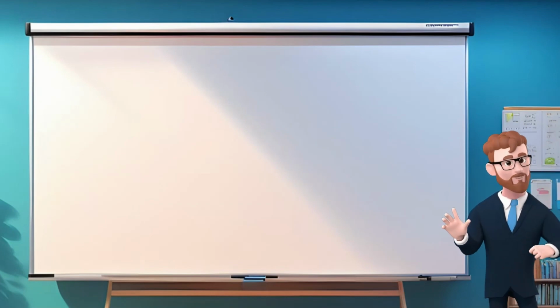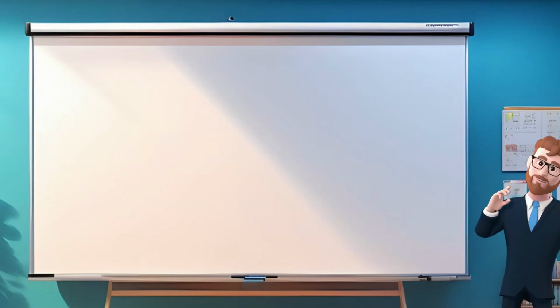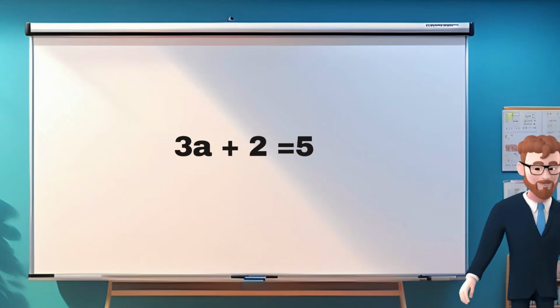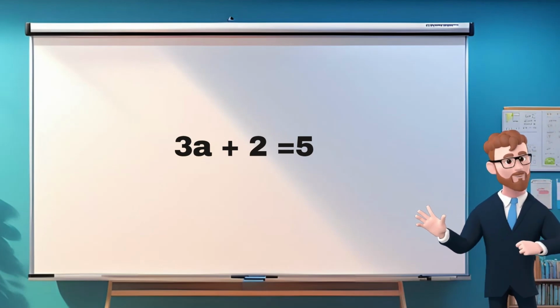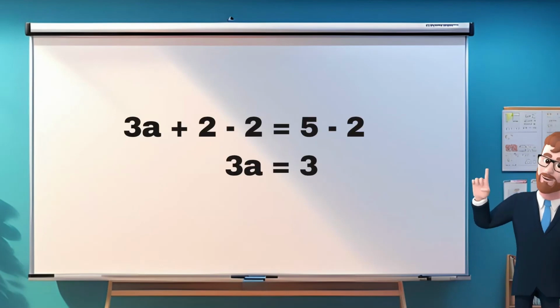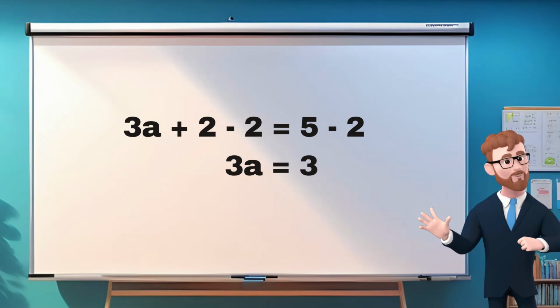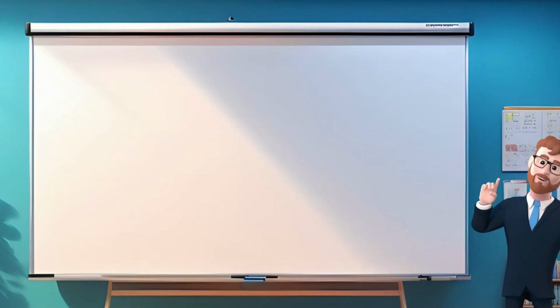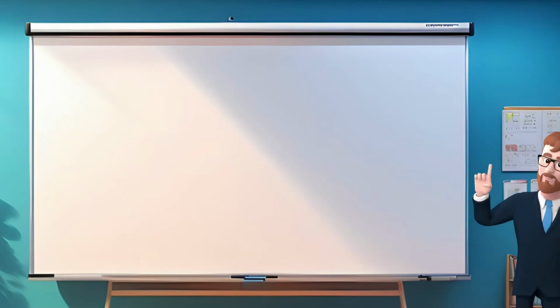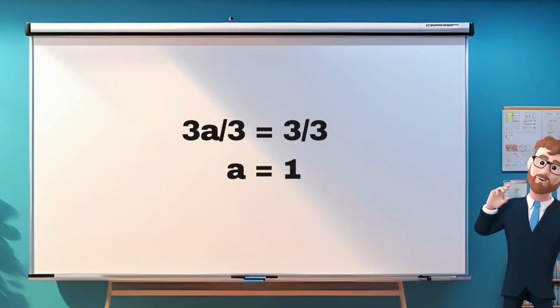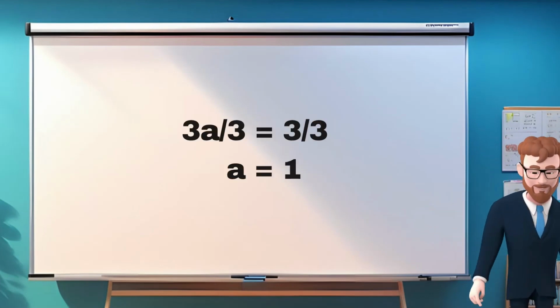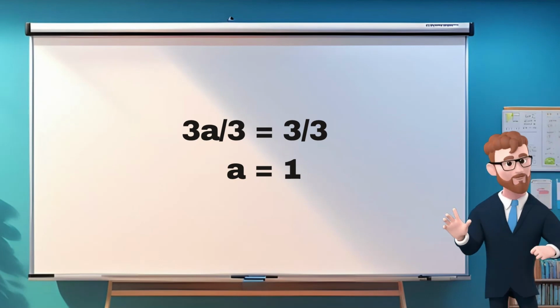Let's look at two-step equation now. 3a plus 2 is equal to 5. Remember, one step at a time. We remove the plus 2 by taking away 2 from both sides. This will give us 3a equals 3. The next step is to get rid of the 3 from 3a. This is by dividing both sides by 3, giving us the answer. A equals 1. Try this.